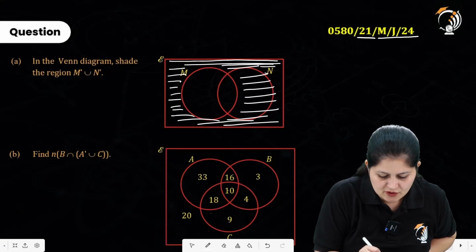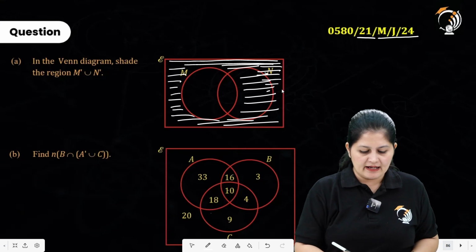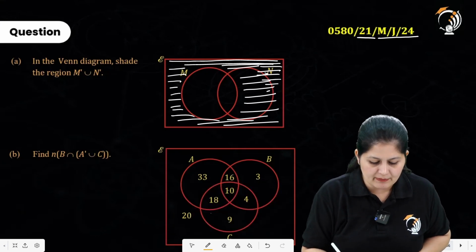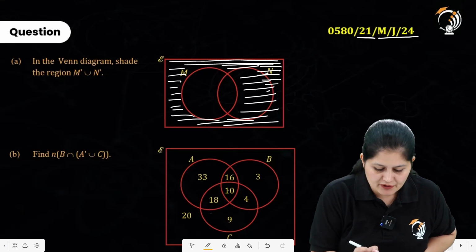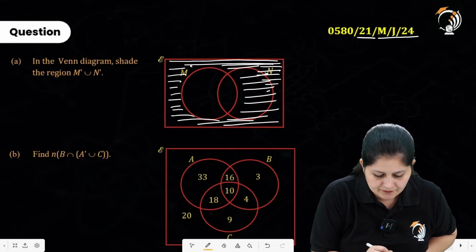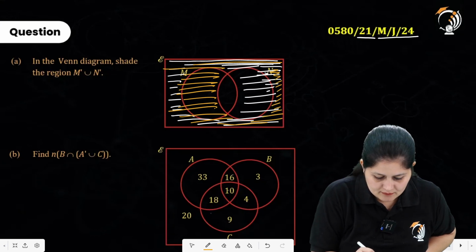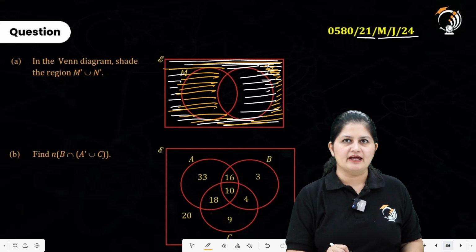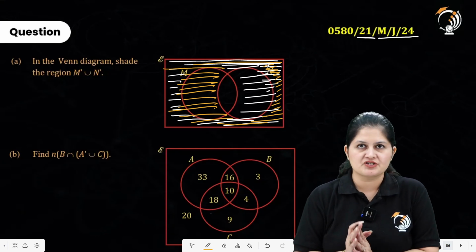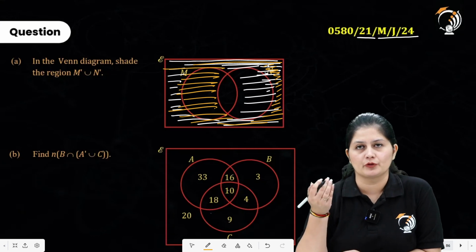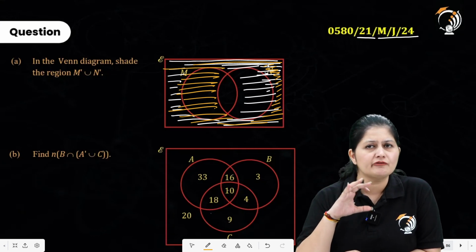This is the region that is the complement of M, right? Let me shade the region which is the complement of N now. If I talk about the complement of N, this whole region is the complement of N. So here we need to shade the region which is a union of both of them, that means which is a part of either of them.